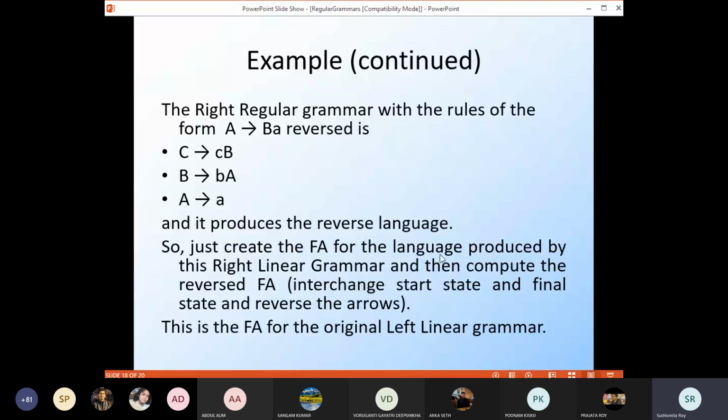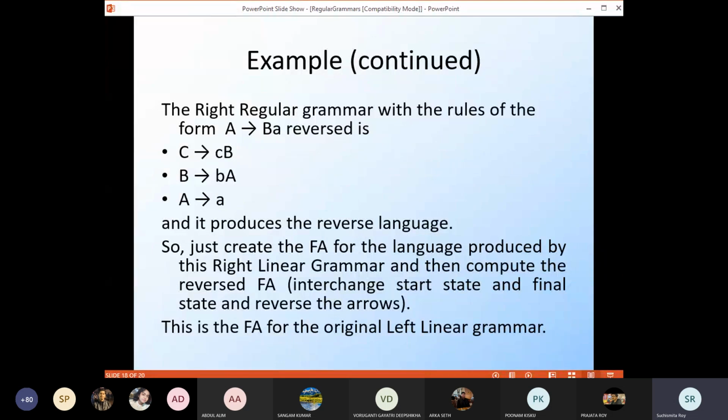So create a finite automata for the language produced by this, because finite automata for a right linear grammar, you already know how to do it. So now that you have reversed the rules and it has become a right linear grammar, you create the finite automata for it. Okay. Once you have the finite automata, you reverse the finite automata. Then compute the reversed finite automata: interchange the start state and final state and reverse the arrows. Okay, so this finite automata which you end up with, the reversed finite automata, is the finite automata for the original left linear grammar. Is this clear?